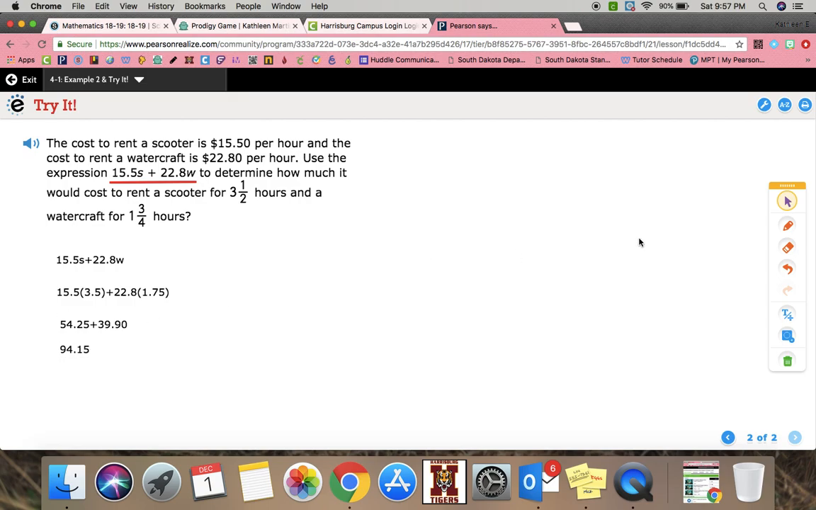So what that means is, let's do a final statement. It means that it would cost $94.15 to rent a scooter for 3.5 hours and a watercraft for 1.75 hours.